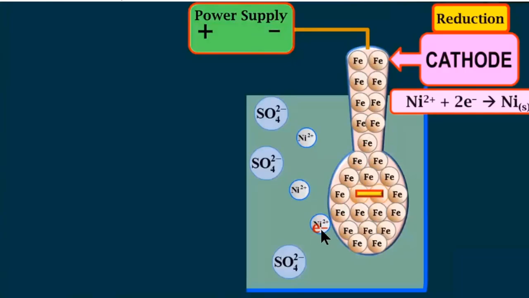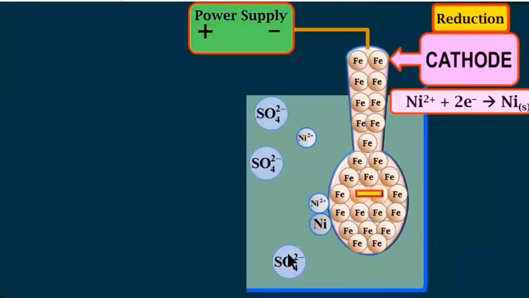Each nickel ion is gaining how many electrons? 2 electrons. So one more electron will come here and it will gain 2 electrons, and now this Ni2+ will become Ni. Okay. So this Ni2+ will become Ni. As you can see here, it has become Ni.